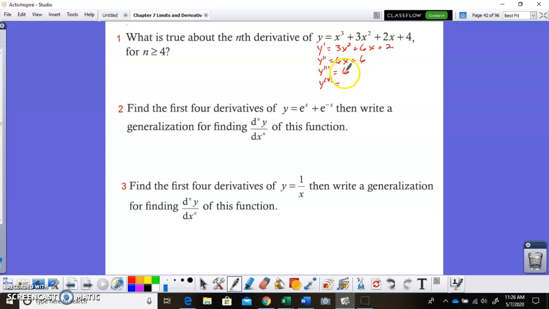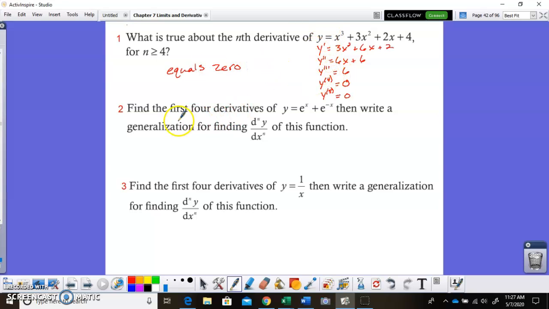Well, what is the derivative of a constant? If you remember, this constant here has an x to the 0 power. So that means we're going to bring the 0 down and multiply. So that becomes 0. And what is the derivative of 0? Well, it's just 0. So what we can say that is true about the nth derivative of this function when n is greater than or equal to 4 is that it equals 0.